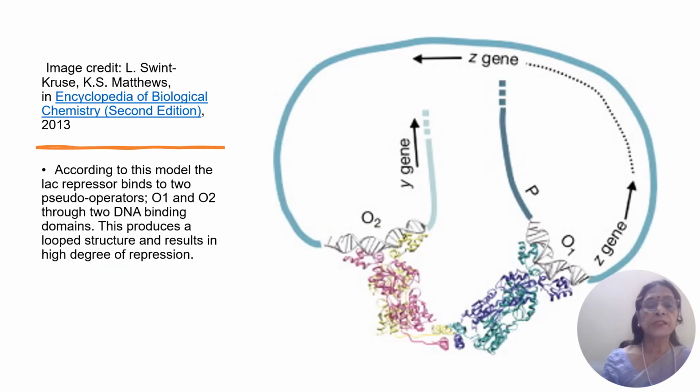Lac repressor is a tetrameric protein. It has 4 subunits. And this diagram shows the binding between the lac repressor and the operator sequence. There are two pseudo operators, O1 and O2, and two DNA binding domains of the lac repressor bind to two pseudo operators, and that produces a loop-like structure of the DNA, and this is the position of the Y gene and the Z gene after the looping is over.